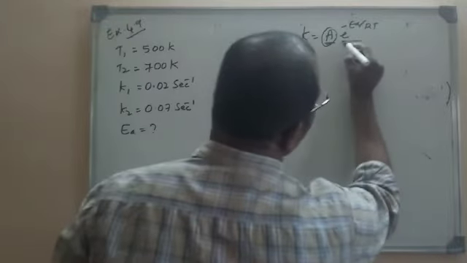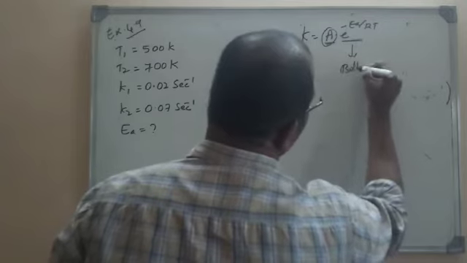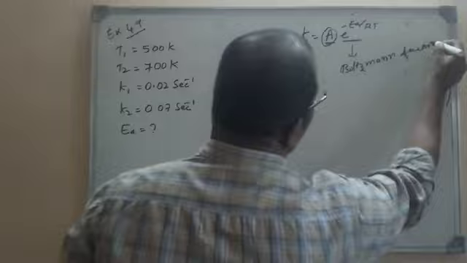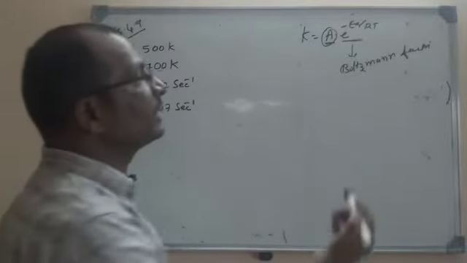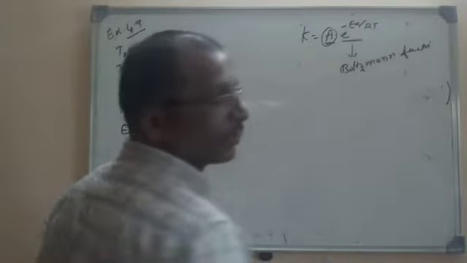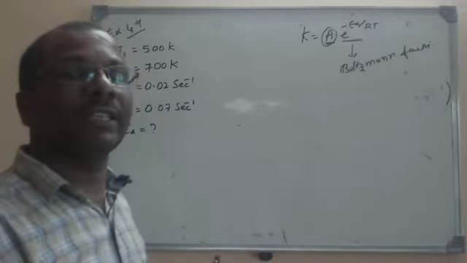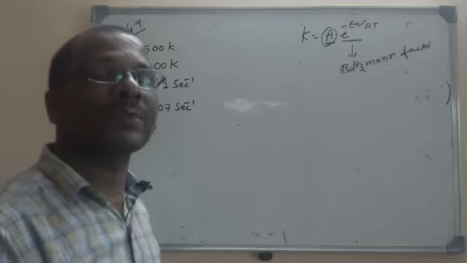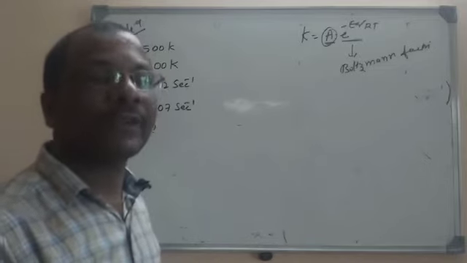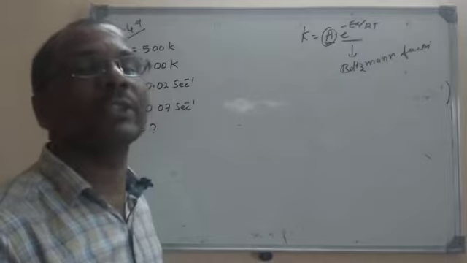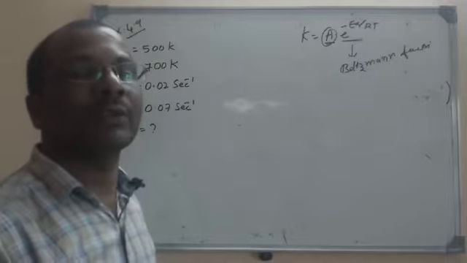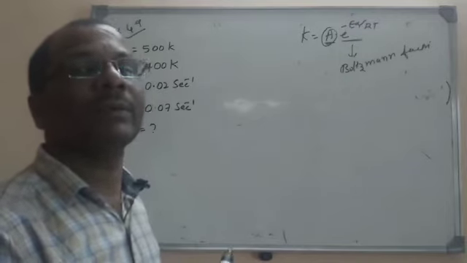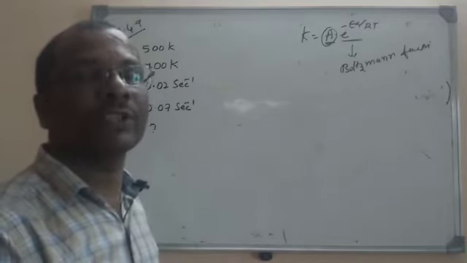And this part is called the Boltzmann factor. What is it? It gives the number of effective collisions. There is a difference between the number of collisions and the number of effective collisions. Number of collisions means all the collisions. Effective collisions means the collisions which will give the product. Because if the collisions have the minimum required energy, they will give the product. If they don't have the minimum required energy, the collisions will not give the product.